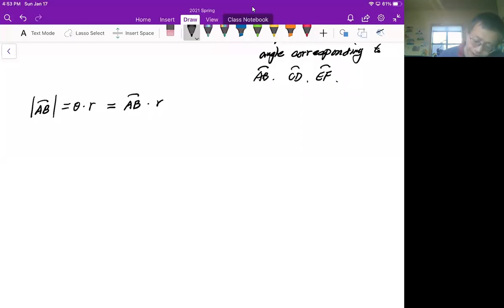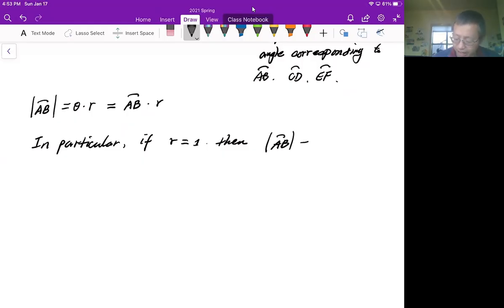Okay. So in particular, if r is equal to 1, then the arc length of AB is the same as the measure of AB. They're actually different concepts, right? The first one is the actual distance. The second one is a kind of angle. But I write them to be the same. It just means the quantities are the same if r is equal to 1. Okay. So anyway, these are just the definitions.